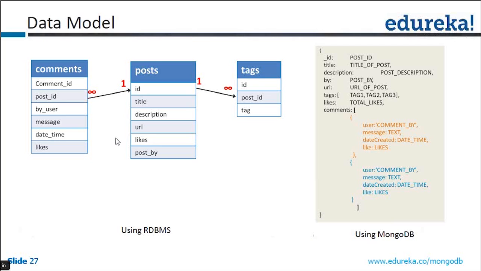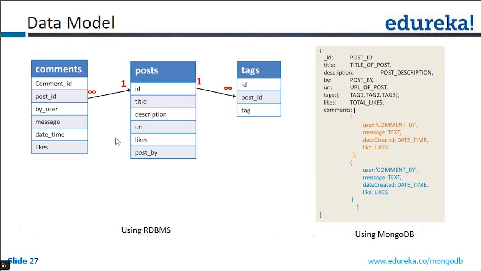The other thing is that tag can also have a one-to-many relationship with post. So if you try to design this kind of application using an RDBMS at a very high level, I can think of at least 3 tables. But if I want to design a similar feature using MongoDB, let's look at it.